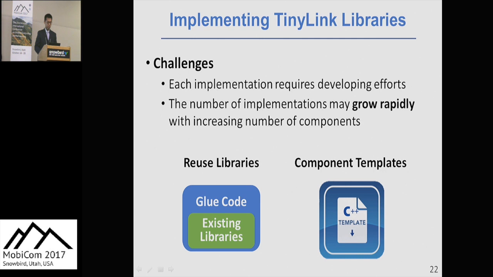And how do we implement our TinyLink libraries? There are two challenges. First, each implementation requires development effort, and the number of implementations may grow rapidly with the increasing number of components. So, to minimize the implementation overhead, TinyLink heavily reuses existing libraries. Glue code is implemented in TinyLink, serving as a bridge from the APIs to existing libraries. Also, as an initial effort, we provide component templates written in C++ for developers to implement TinyLink libraries for new sensors or peripherals.